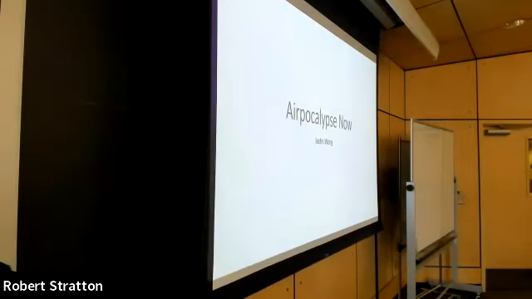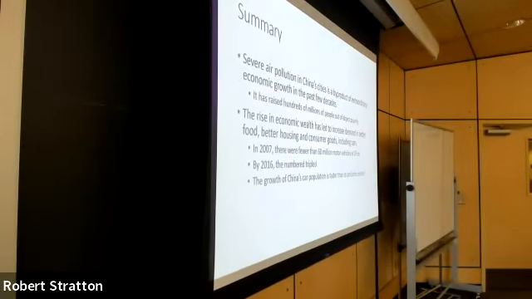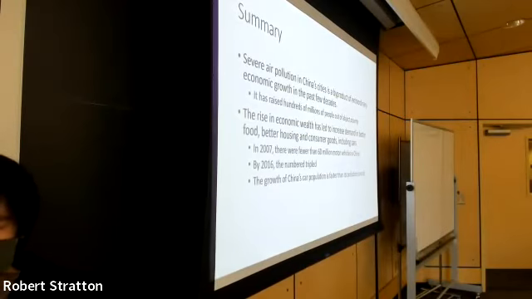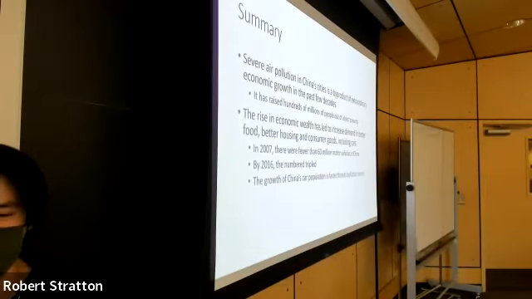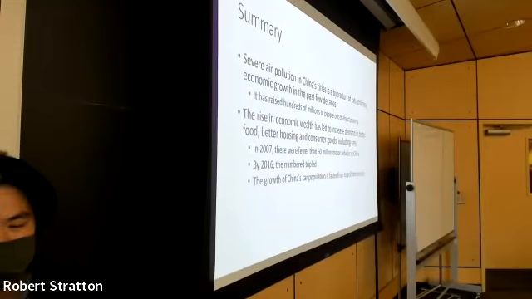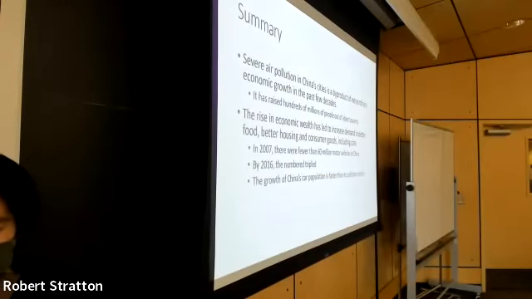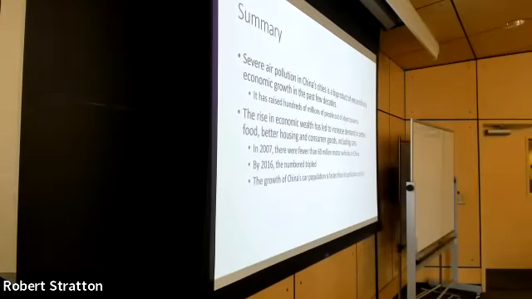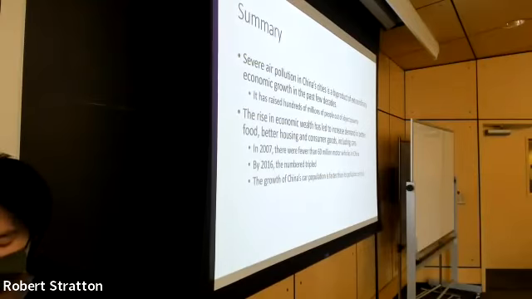So the first one was Airpocalypse Now. So the summary was a severe air pollution in China cities is a product of extraordinary economic growth in the past 2 decades, which has raised hundreds of millions of people out of abject poverty. And the rise in economic wealth has led to the increase of demands in better food, better housing, and consumer goods, including cars. So in 2007, there were fewer than 60 million motor vehicles in China. And by 2016, the number has tripled. And the growth of China's car population is faster than its pollution control.